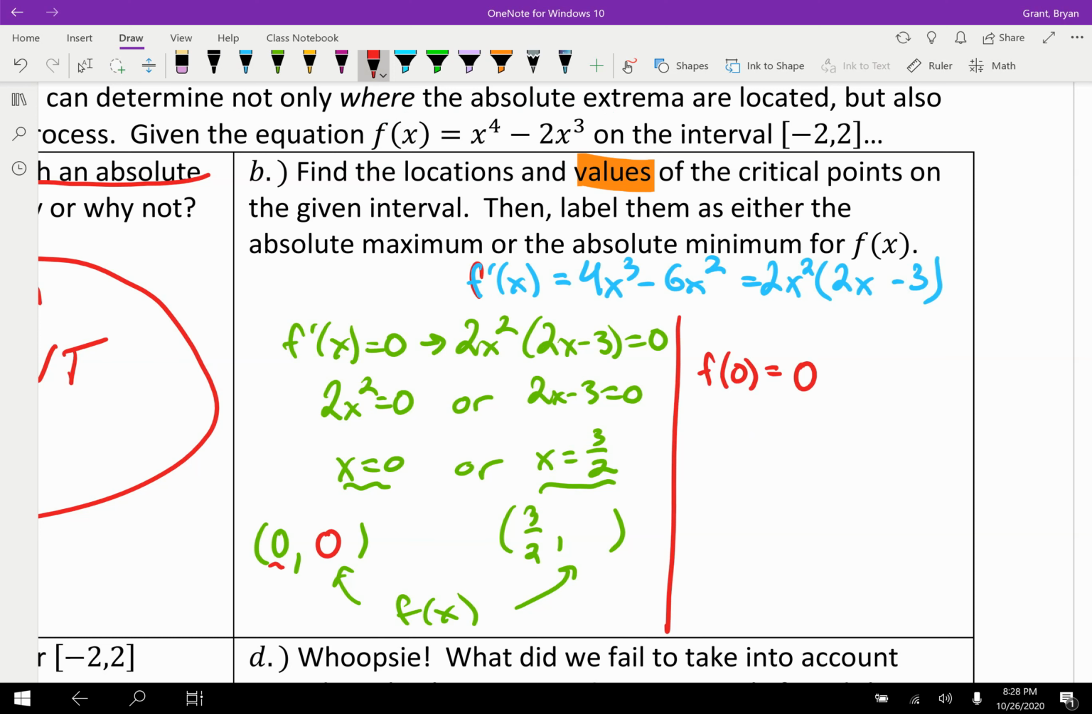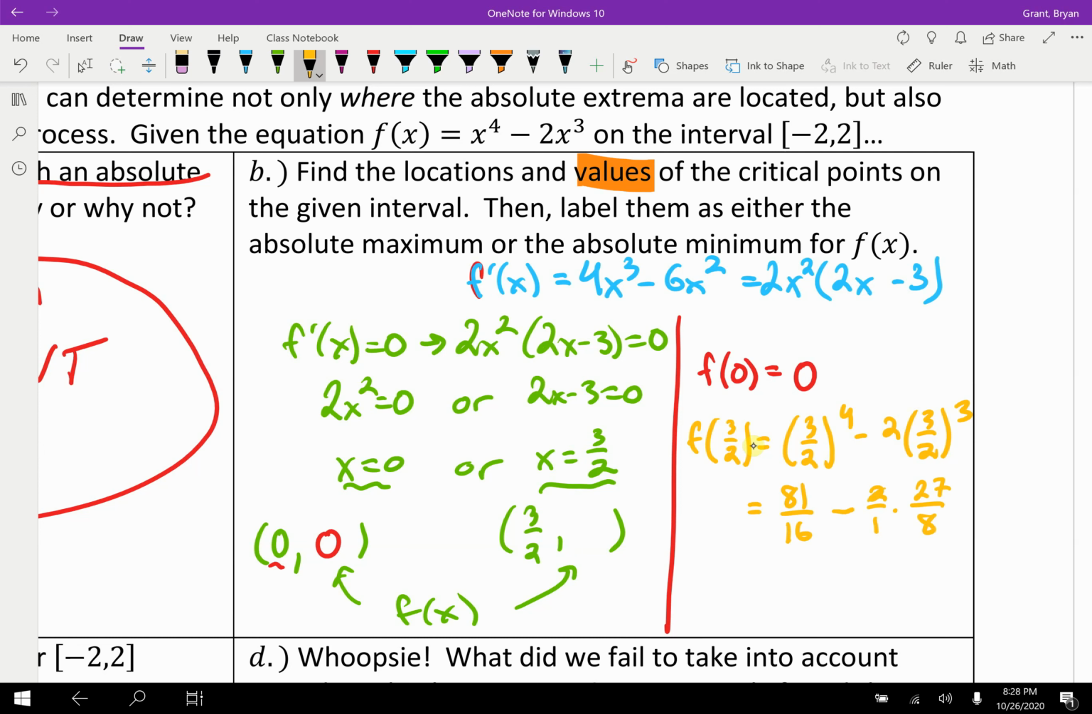Cool, 0, 0. The second one is 3 halves, and this one might be a little bit scarier, but I think we can work through this. 3 halves to the 4th power minus 2 times 3 halves to the 3rd power. Okay, we got this. I'm excited. So 3 to the 4th is 81. 2 to the 4th, 2, 4, 8, 16. How do I know 3 to the 4th and not 2 to the 4th? Because the world would be weird. And then this is 2 over 1. This is 27 over 8.